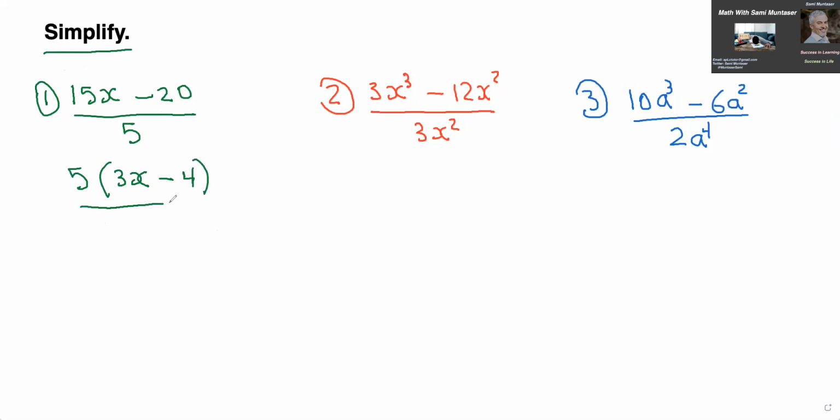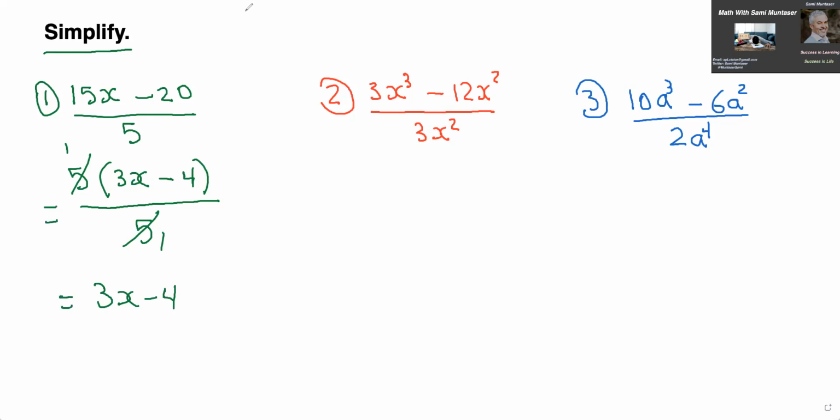Now we took out 5 as the greatest common factor, and you see how we have 5 here. Now this 5 reduces with that 5. I get 1 on the bottom, and there's 1. So therefore, the answer is just 3x minus 4 over 1, and we don't write over 1. We just keep it this way. So that's your answer right here.